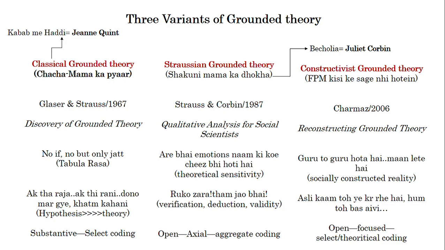Now in the Straussian grounded theory, three stages of data coding have been explained. One is open, second is axial, and the third is aggregate coding. Similarly, in the constructivist grounded theory, it is open, focused, and selective or theoretical coding.